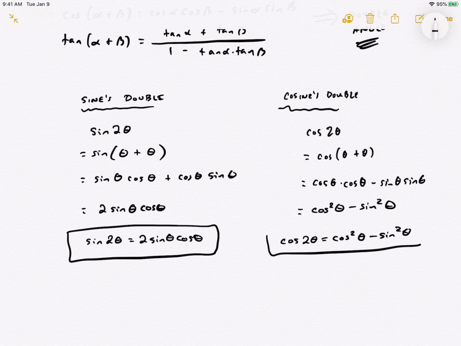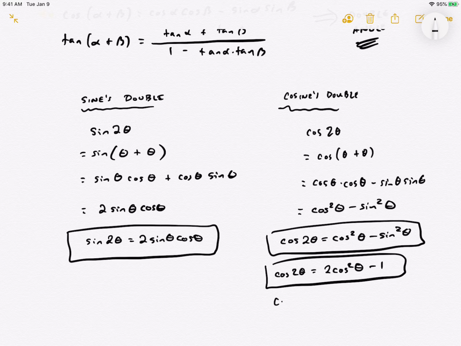I say there's a couple different versions of that because we know that sine squared and cosine squared are related through the Pythagorean identities. So you could substitute out the sine squared with a 1 minus cosine squared, and you get 2 cosine squared minus 1 after you simplify. Or if you wanted to do it the other way, you could substitute out the cosine squared for a 1 minus sine squared, and you get 1 minus 2 sine squared. And those are the 3 different versions for cosine's double angle identity.